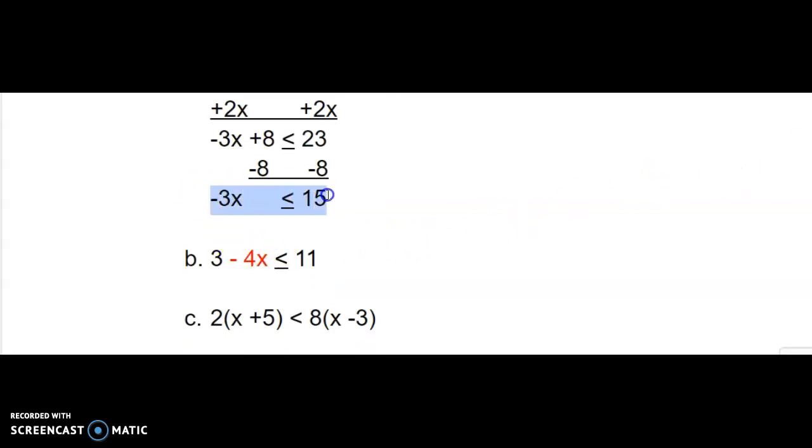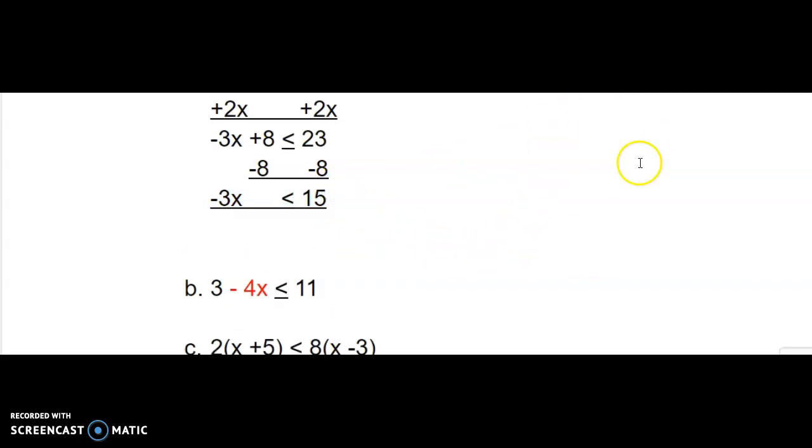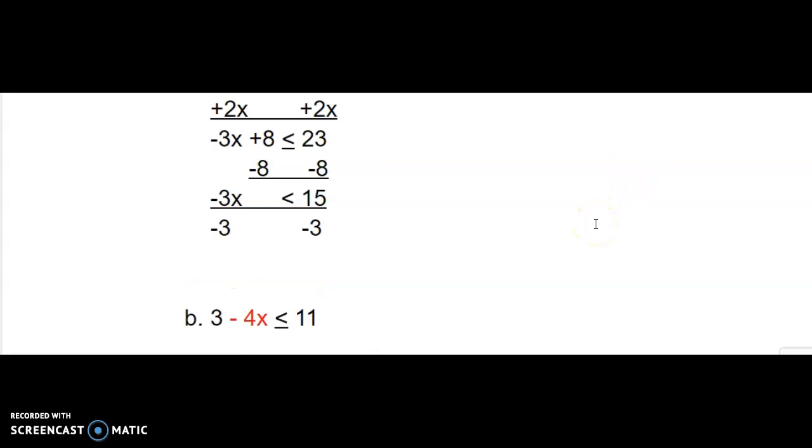Next, divide both sides by negative 3. Because I divided by a negative number on the inequality, I had negative 3 divided by negative 3, that's 1. 1 times x, that is x. Now, instead of saying x less than or equal to, I will flip my sign because I divided by a negative number. So it's going to be greater than or equal to. 15 divided by negative 3, that's a negative 5.